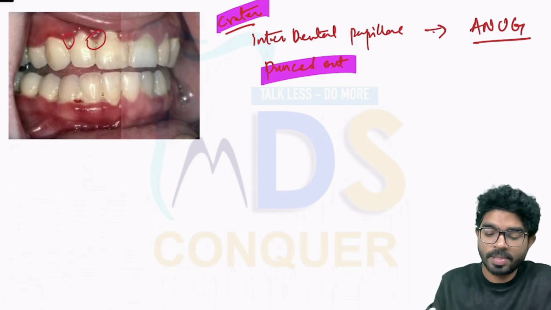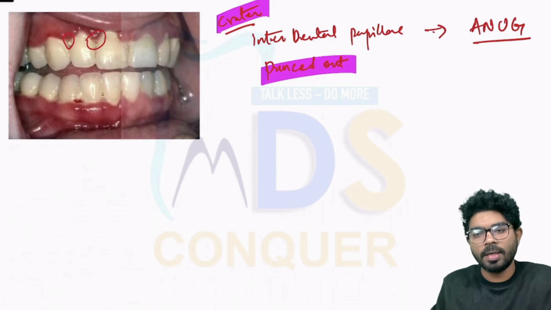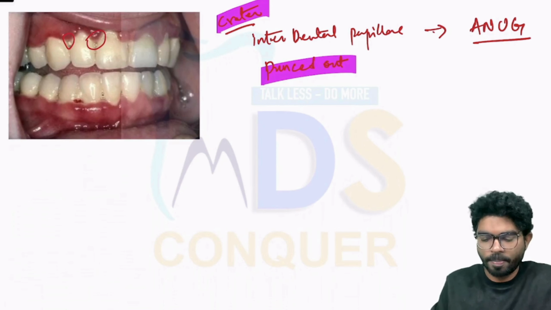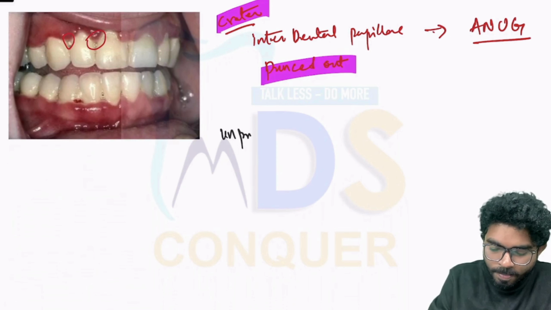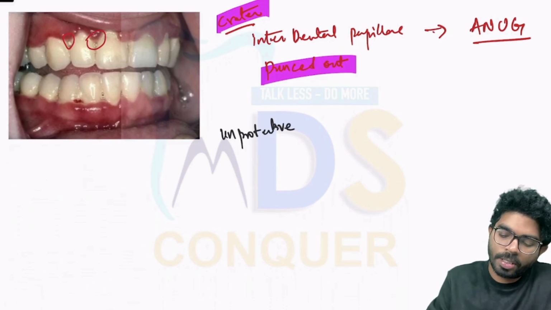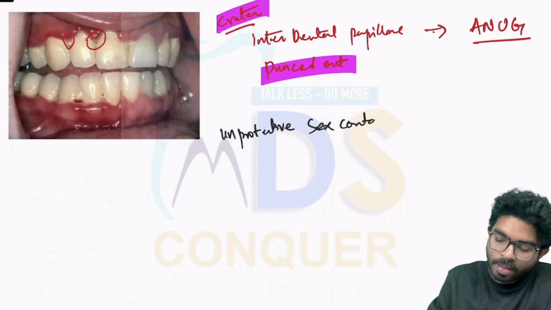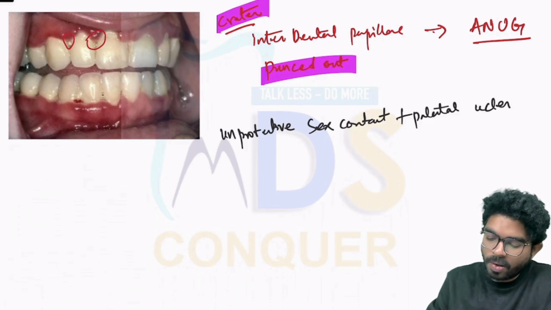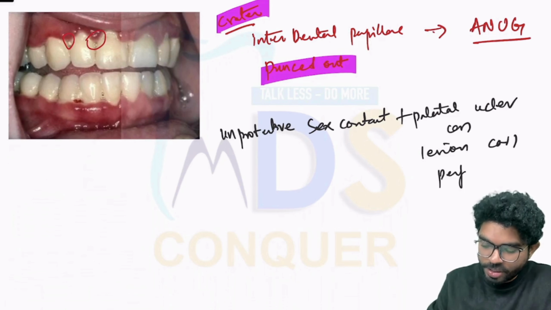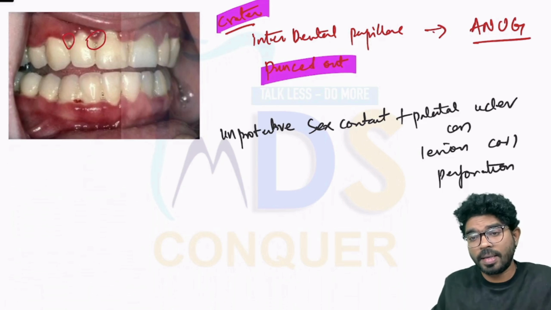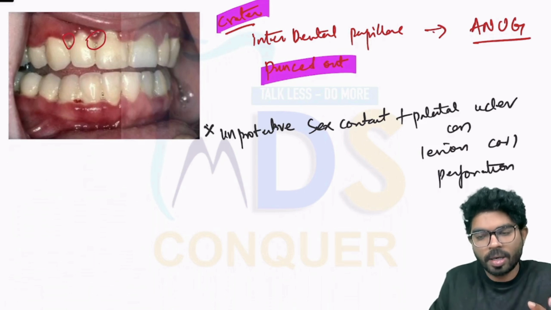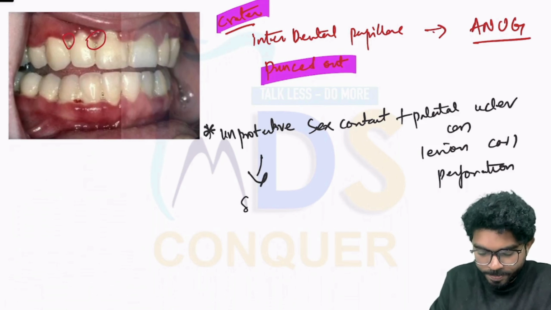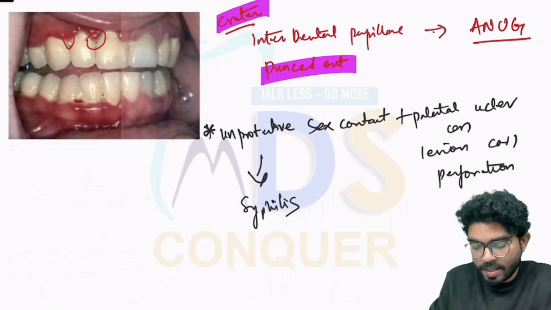Next, there are a few other important lines related to the palate. Whenever they give unprotected sexual contact plus a palatal ulcer or lesion, or whenever they mention perforation, you need to go for sexually transmitted microorganisms. One most important cause is syphilis, and the lesion is gumma.